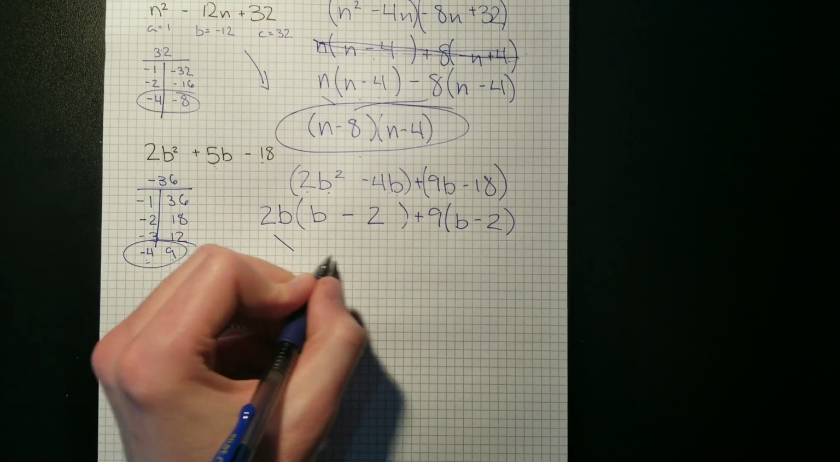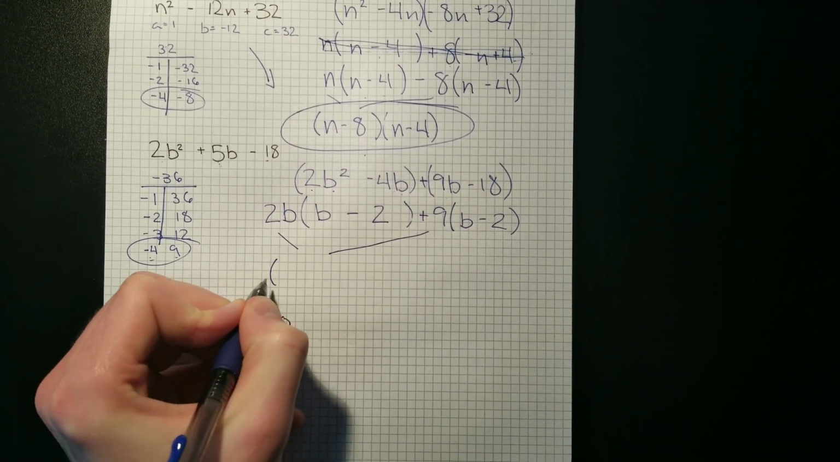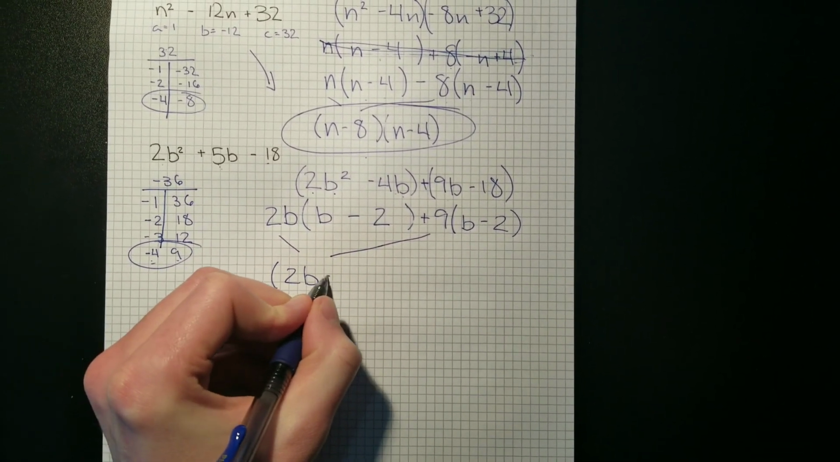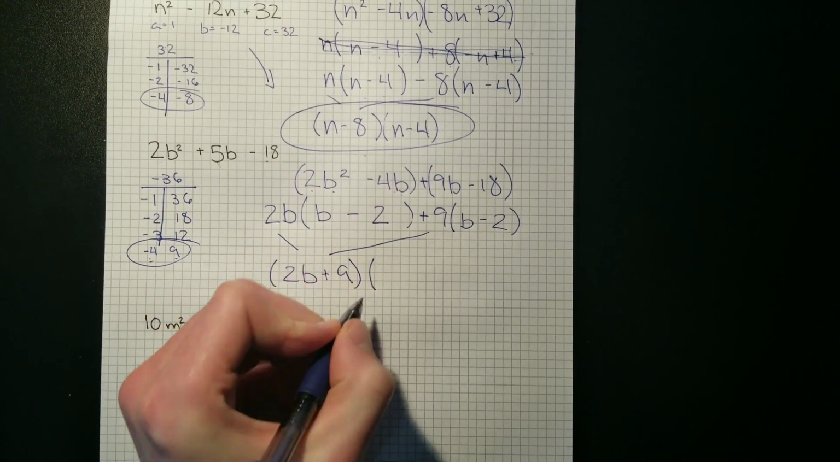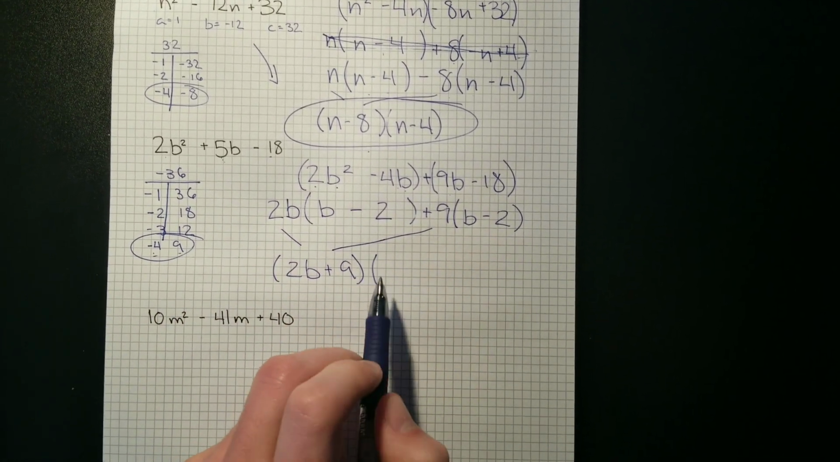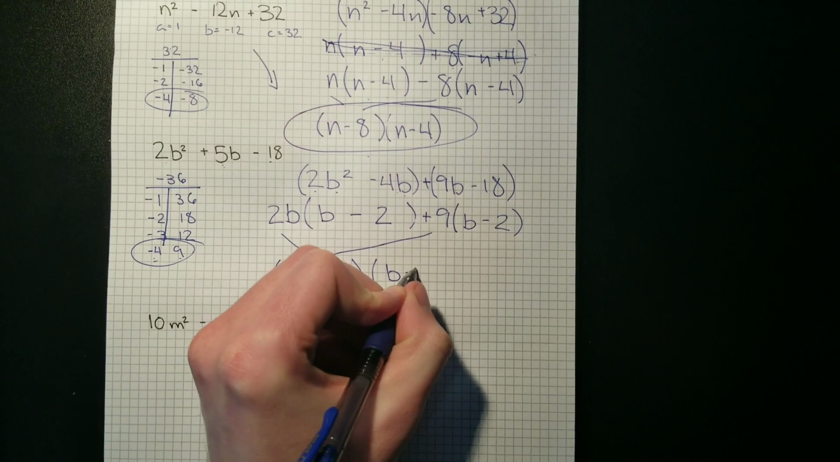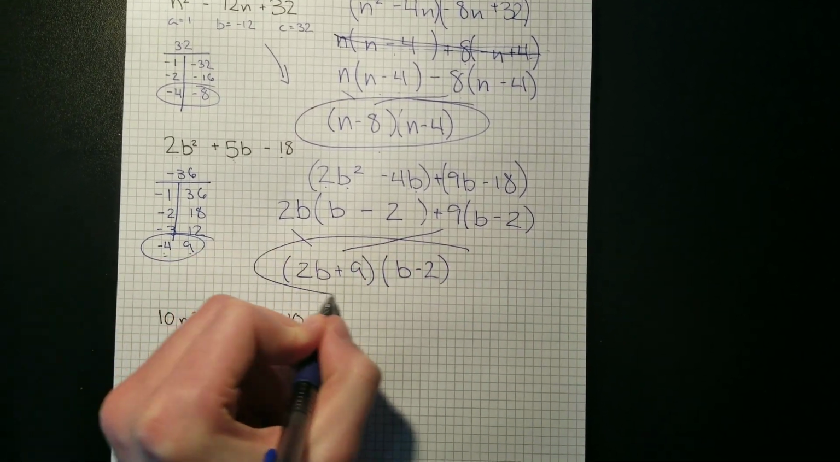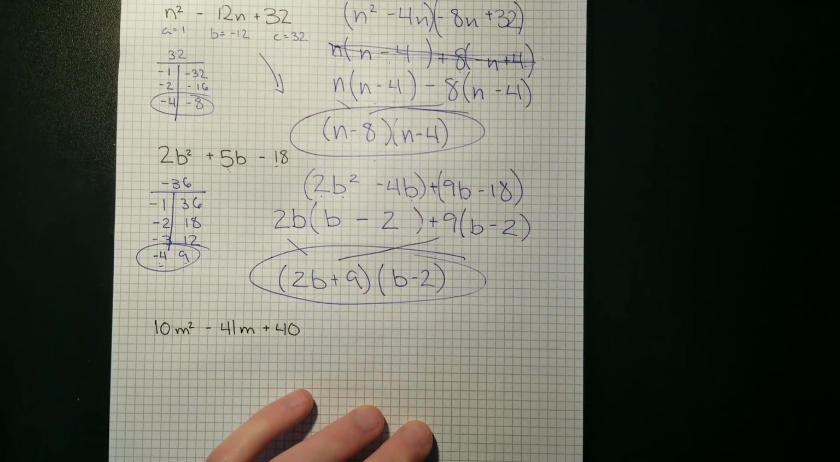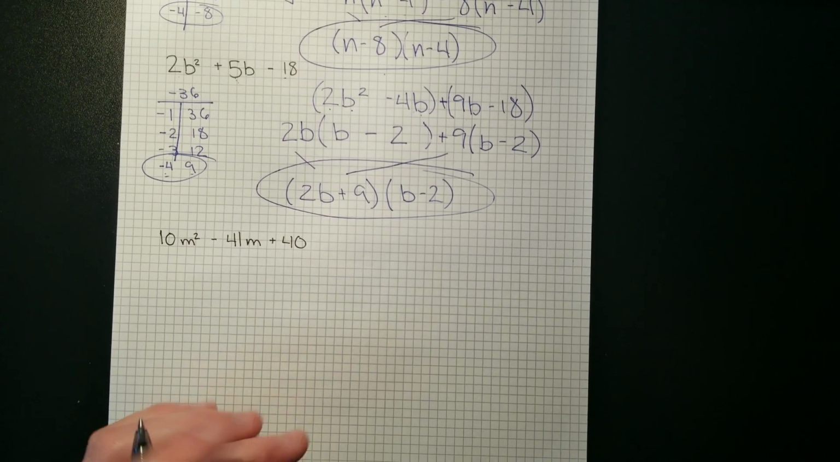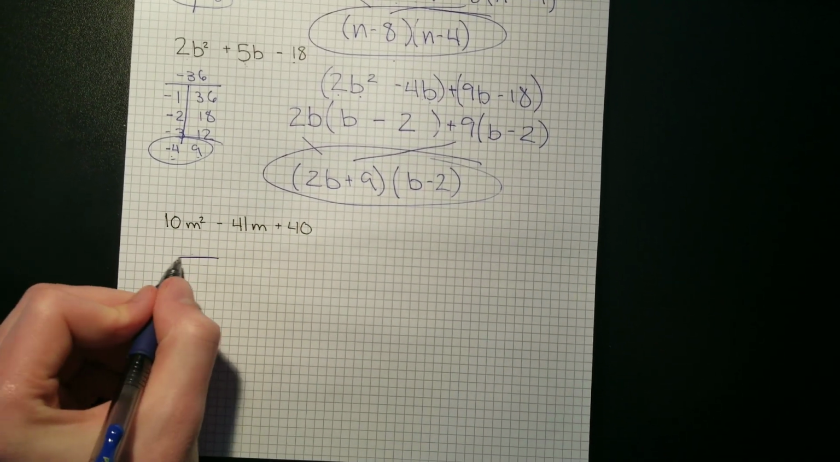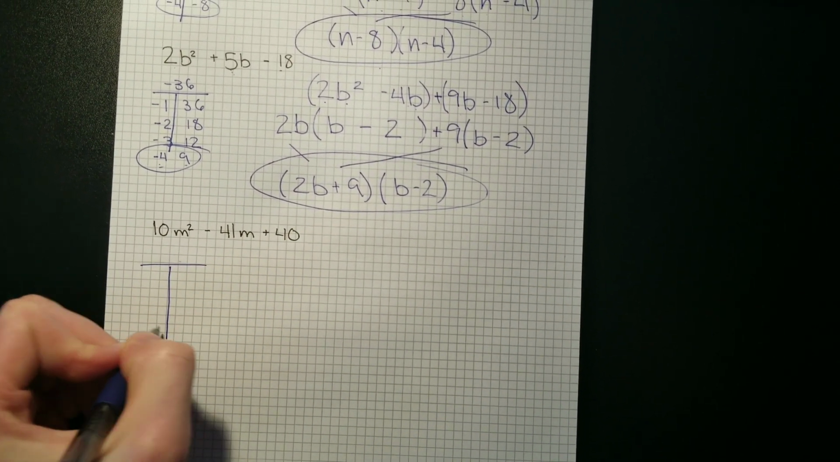So that means I take the two GCFs, combine those as one of my factors, 2b plus 9, and I take the thing in parentheses, and that's my other factor, b minus 2. So that's my answer. There we go. Last one, try to do this quickly enough. Got big numbers this time.